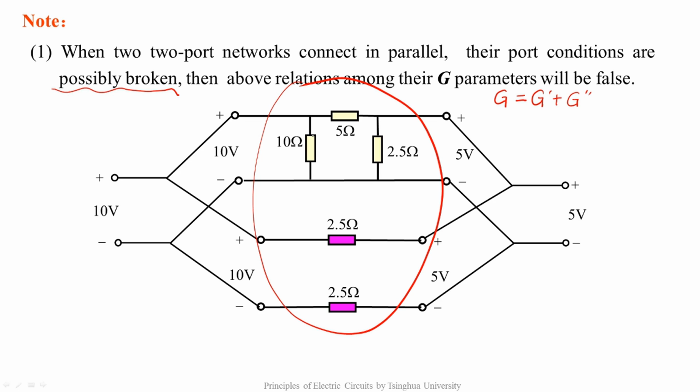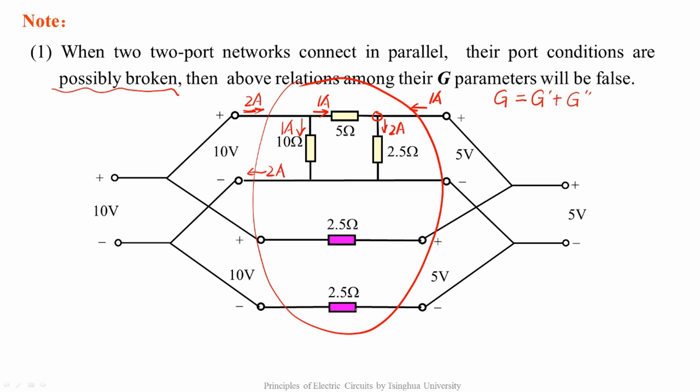Before the parallel connection, the current of this branch is 1 ampere. The voltage across 2.5 ohm is 5 volts, so the current is 2 amperes. The voltage across 5 ohm is 10 volts minus 5 volts equals 5 volts, so the current is 1 ampere. So the port current is 2 amperes. According to the port condition, the current of this branch should be 2 amperes. By applying KCL to this node, we get that the current here is 1 ampere.